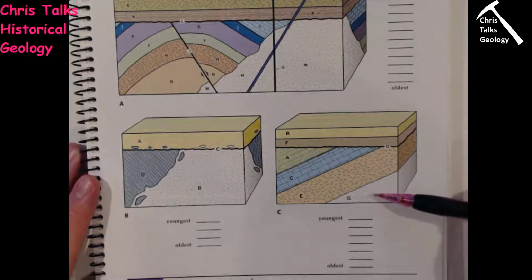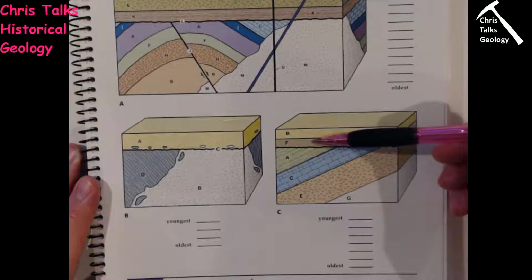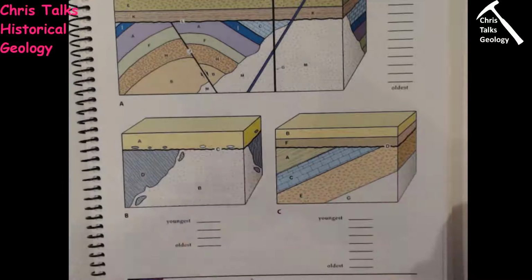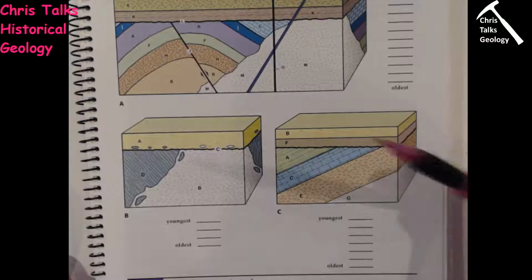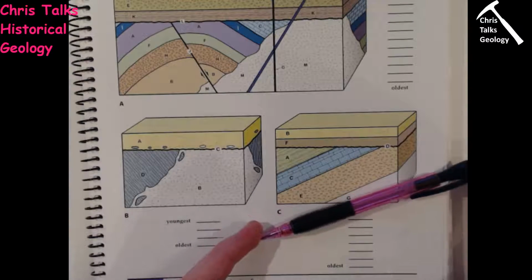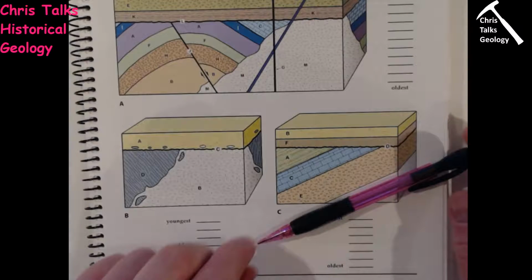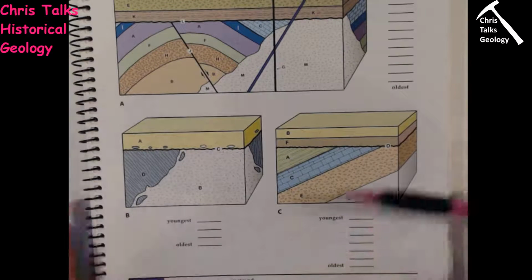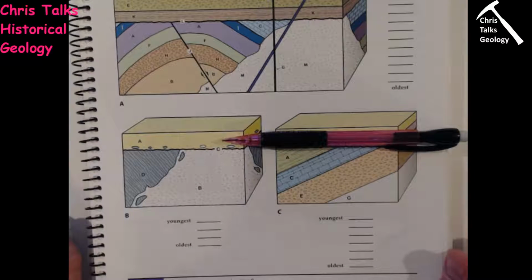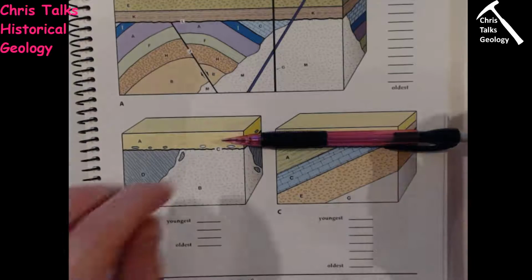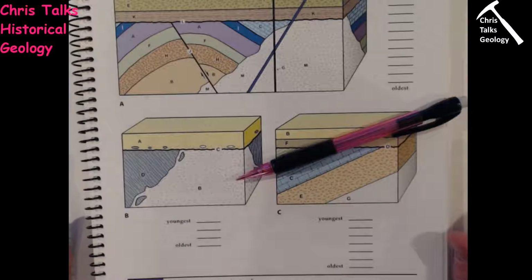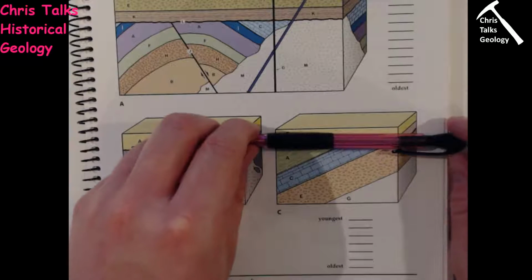Now we can obviously see that these layers have been tilted. The principle of original horizontality says they would have been horizontal sheets originally. So initially they would have started off in that position, but they've been tilted later on. That tells us straight away that layers F and B, which are horizontal, must be younger. Because if they were the same age as these 4 layers down here, they too would be tilted, but they're not.